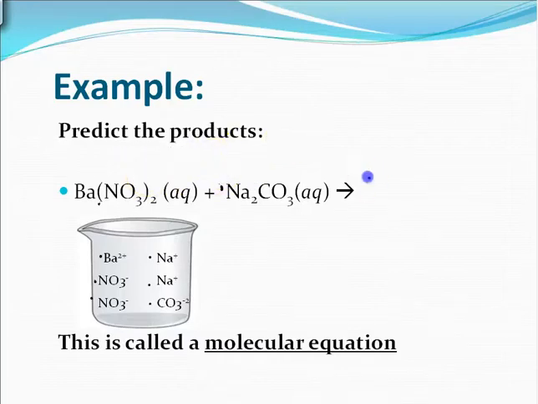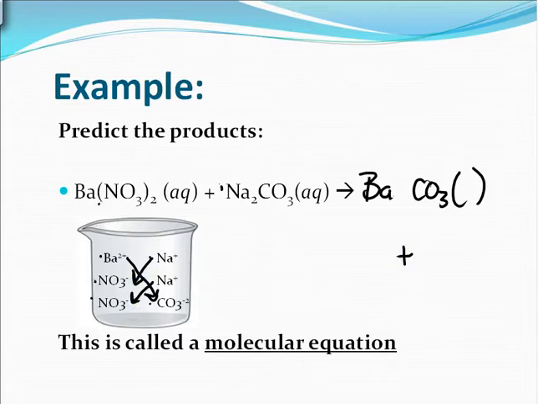So we'll end up with Ba that has a plus 2 combining with the CO3 2 minus. Oh, that's really nice. Those charges are going to cancel out. We'll leave a spot to tell whether it's aqueous or solid. And then the Nas will go with NO3s. And if you look at it, each Na plus will go with 1 NO3 minus. So that's going to work out pretty well. And we don't know whether that will be solid or aqueous yet.